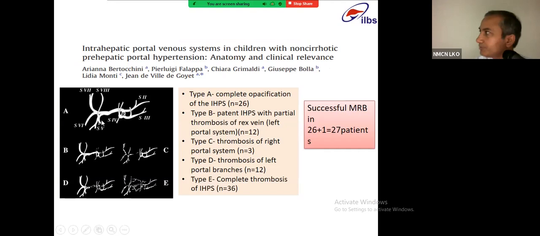A-type anatomy means that both the right and the left and the main portal vein circulation is patent inside. So there is only extrahepatic portal venous obstruction. But in the other types, we can see here, either there is left side or right side or complete obstruction, as in type E.